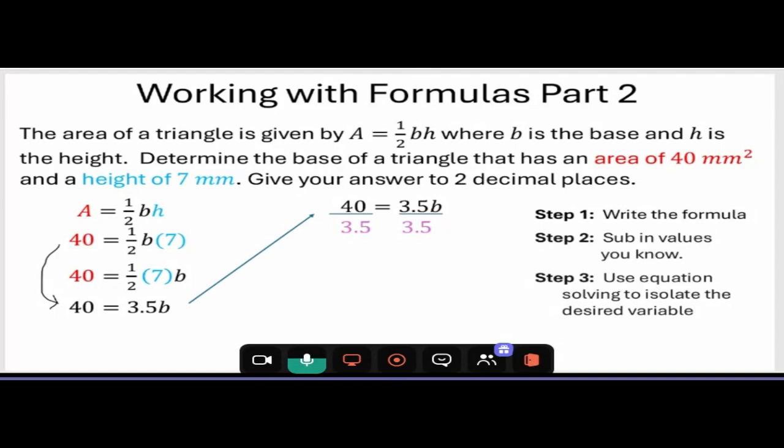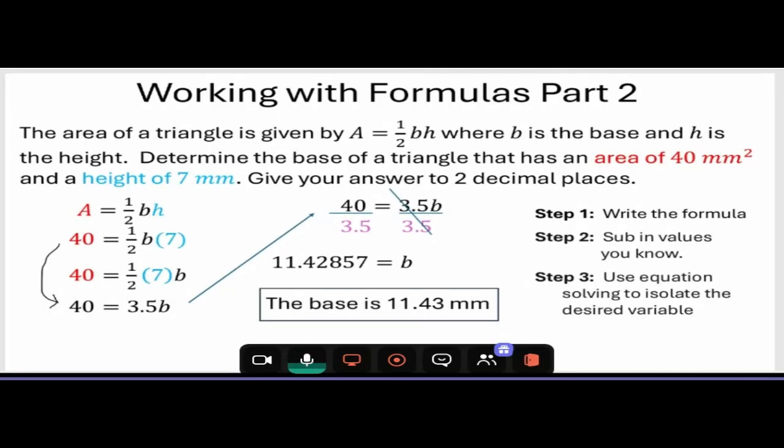So I divide both sides by 3.5, which means the 3.5s cancel, leaving just a b on the right-hand side, which was the whole point, to get the b by itself. On the left-hand side, 40 divided by 3.5 is 11.42857. Go back and look for your rounding instructions. Give your answer to 2 decimal places, or it could have said to the nearest hundredth, which would have been another way of saying that. So the 2, look at the next digit, an 8, so that 2 rounds up to a 3. So the base of the triangle is 11.43 millimeters.